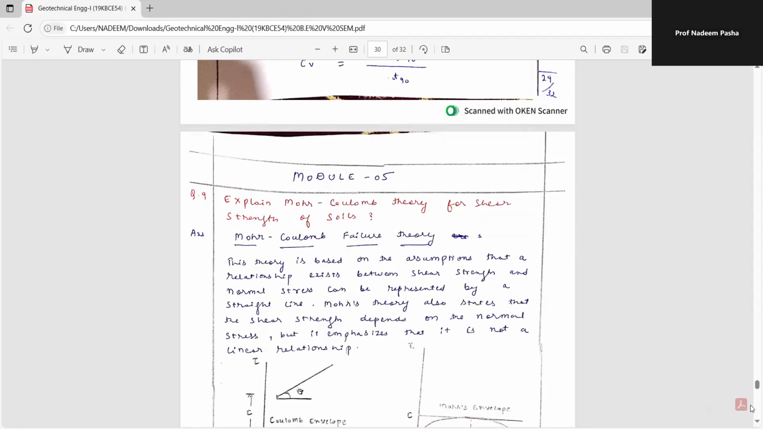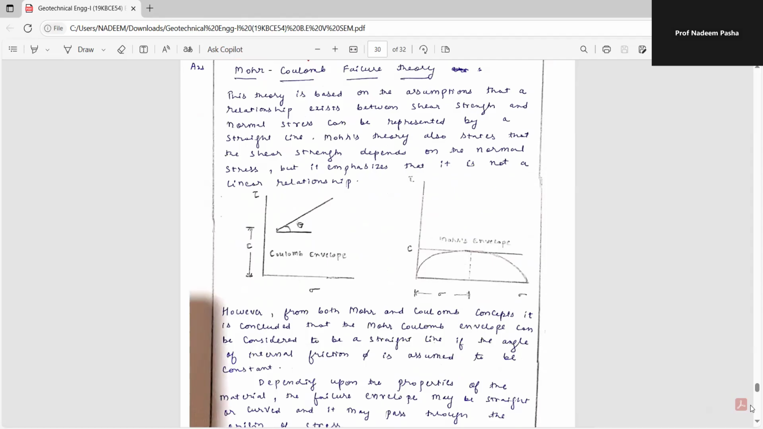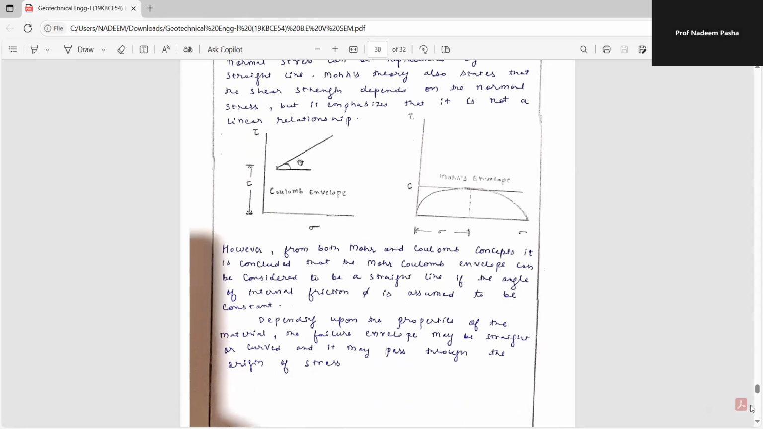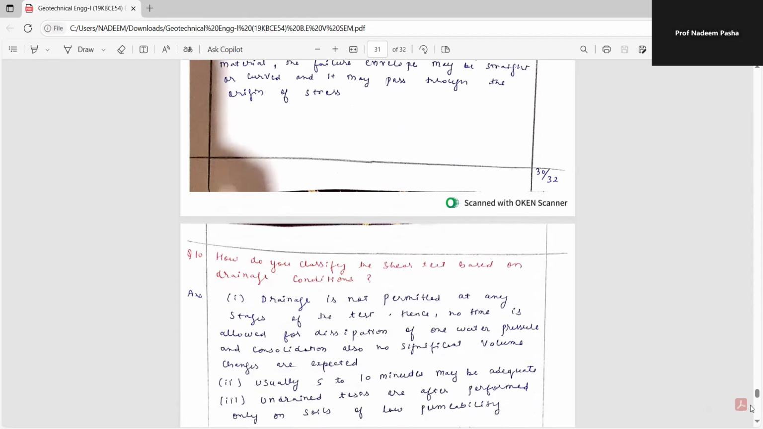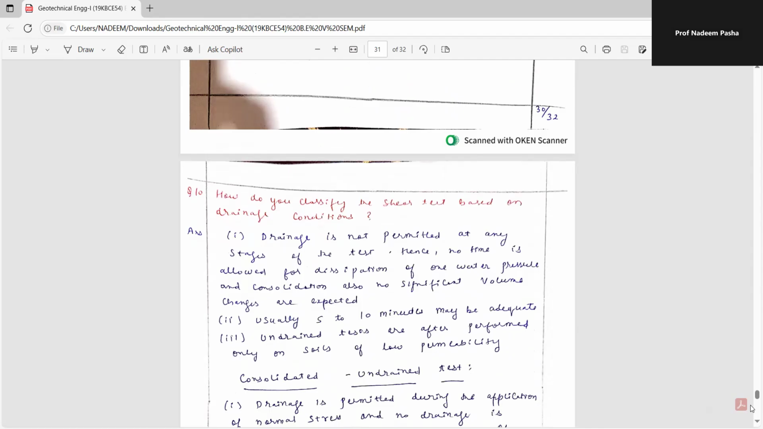Mohr's theory also states that the shear strength depends on the normal stress, but it is not a linear relationship. If you see the figure, that is the Coulomb envelope, tau, and this is tau C, and this is sigma. This is the Mohr envelope. However, from both the Mohr and Coulomb concepts, it is concluded that the Mohr-Coulomb envelope can be considered a straight line if the angle of internal friction phi is assumed to be constant. Depending upon the properties of the material, the failure envelope may be straight or curved and may pass through the origin of stress. So how do you classify the shear test based on drainage conditions?